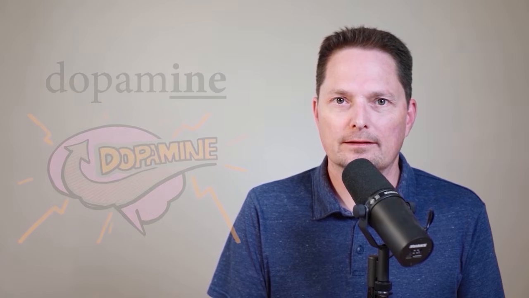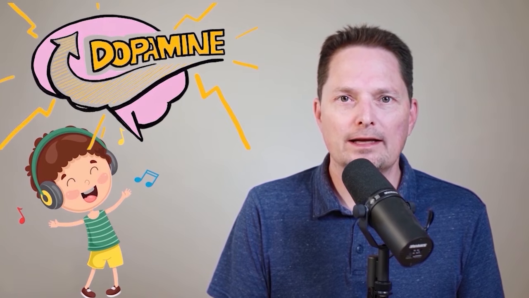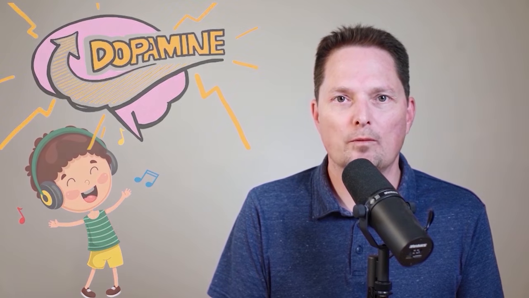What is dopamine? It's like a chemical in your brain that gives you pleasure. Example, we say things that give you pleasure in your brain give you a hit of dopamine. A hit of dopamine. So what gives you a hit of dopamine? Listening to music can give you a hit of dopamine. Let's practice. Can listening to music give you a hit of dopamine? That's right. Listening to music can give you a hit of dopamine.